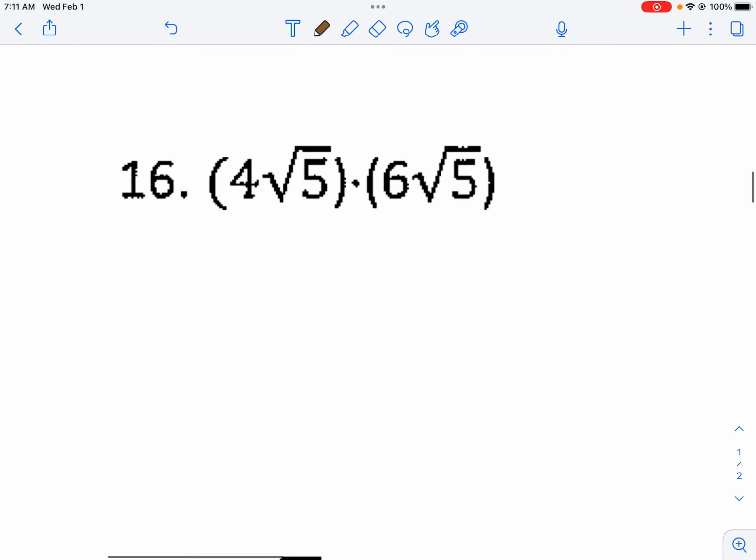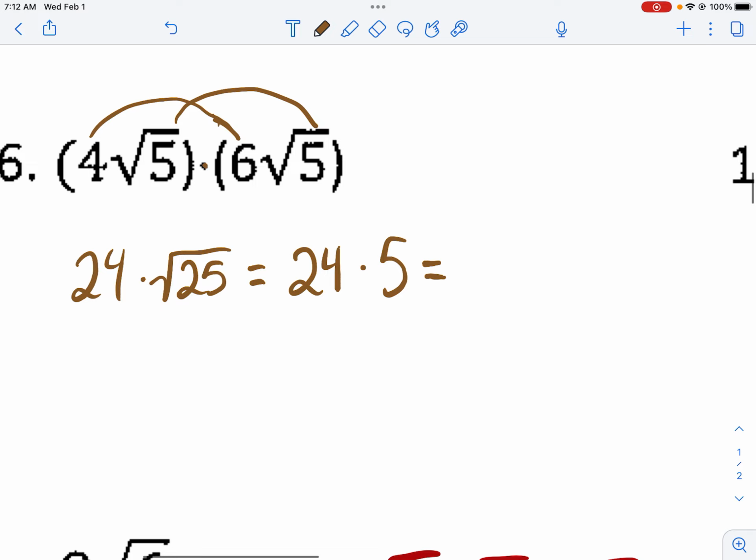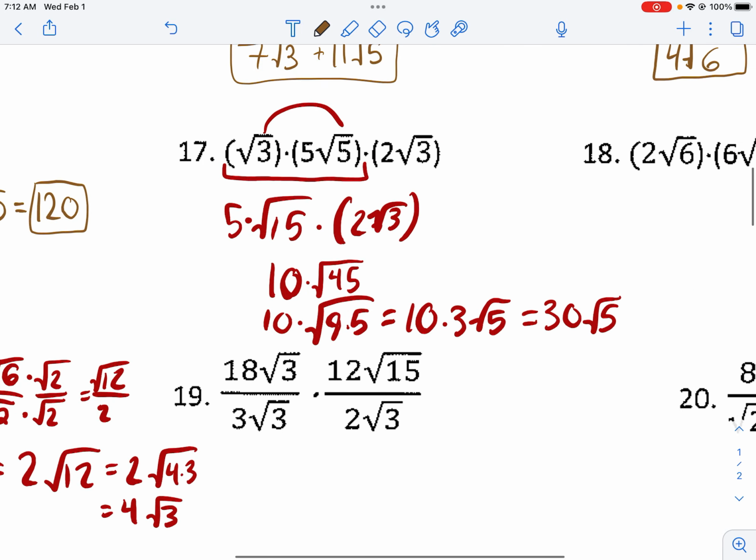16. When I'm multiplying, as we're going to notice the difference, I multiply the coefficients first, so I get 24. Then I multiply what's inside the square roots. And that's square root of 5 times square root of 5, which gives me square root of 25. I think I already know what square root of 25 is. That's 5. So I have 24 times 5. That would give me 120, I believe. 120. Nice round number for that one as well.